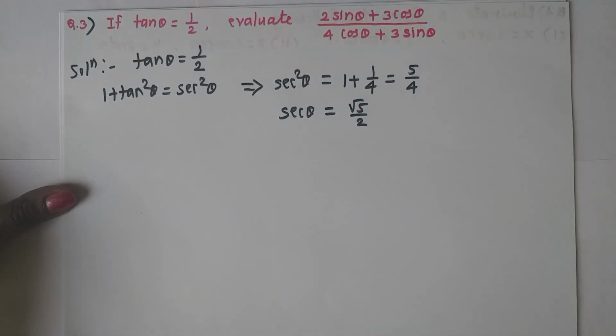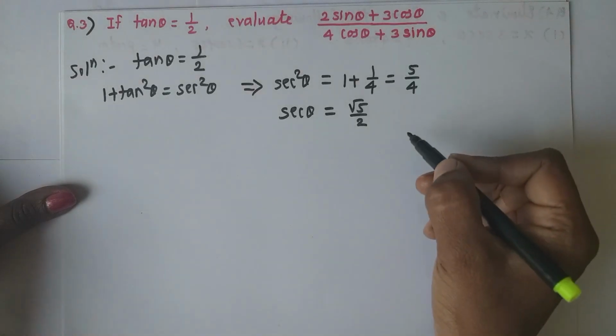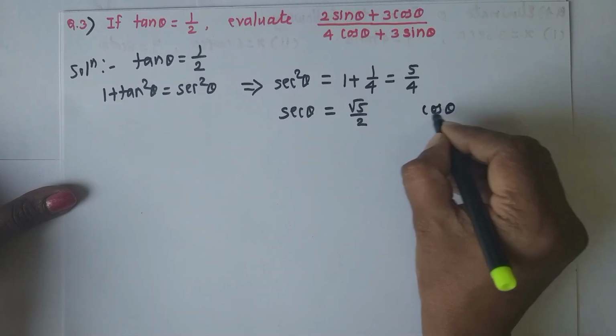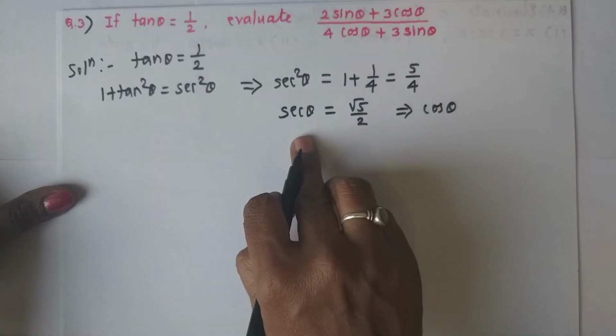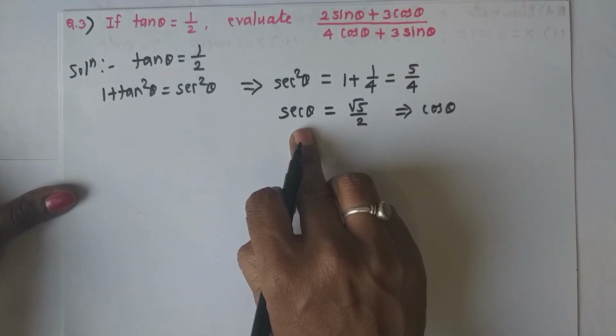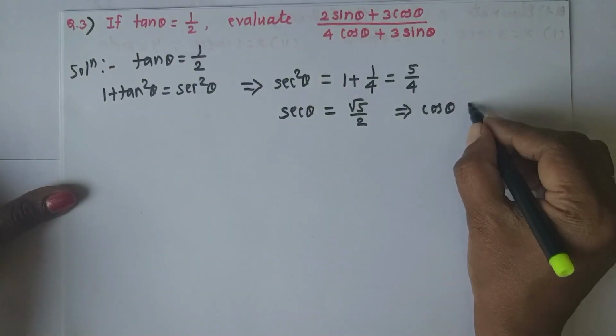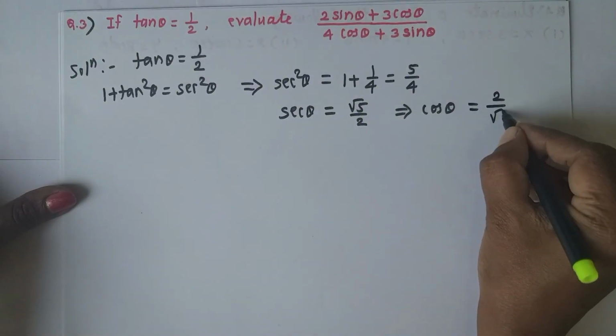Here quadrant is not given. Theta lies in first, second, third or fourth quadrant. If quadrant is not mentioned, then you take positive value. Okay. Then we know that cos theta is reciprocal of sec. If I take reciprocal of sec, then I will get cos theta. Then cos theta will be 2 by root 5.